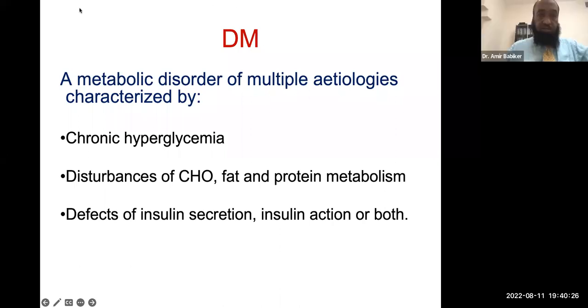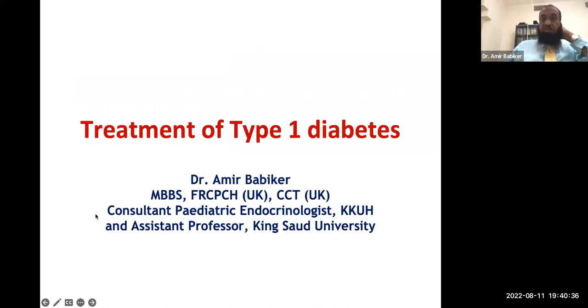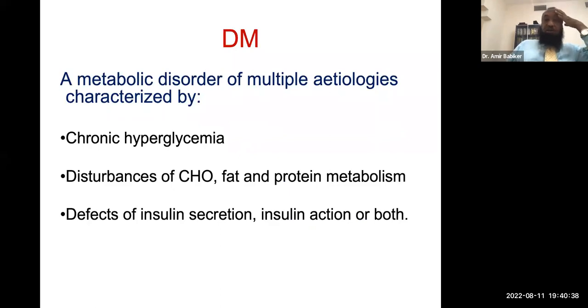Okay, if we talk about type 1 diabetes, this talk is mainly about the management, about the treatment. Diabetes is one of the metabolic disorders, has multiple etiologies, and is characterized by chronic hyperglycemia and disturbance of metabolism of carbohydrates, fats, and protein. It is due to a problem with insulin secretion or action or both.